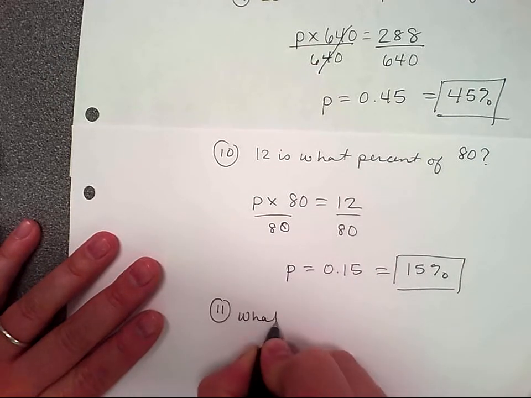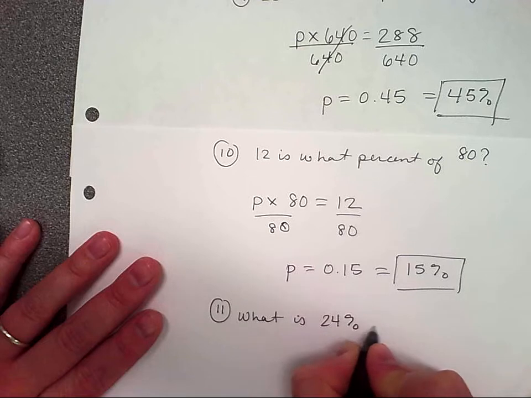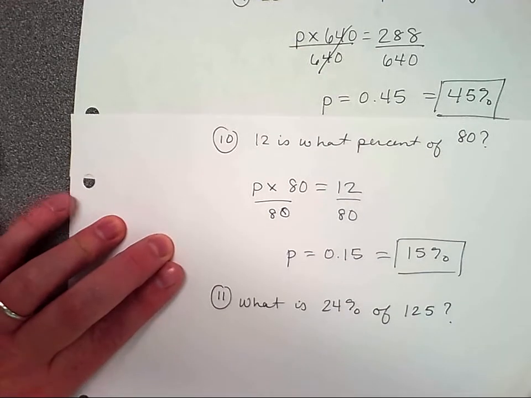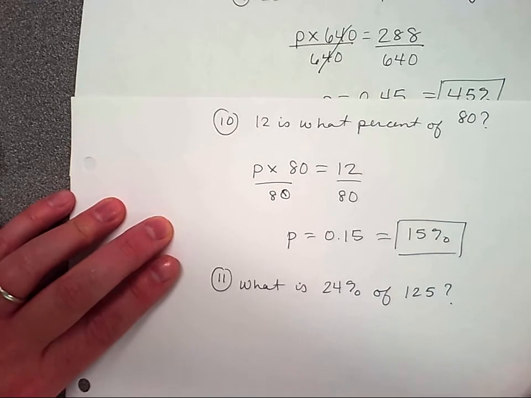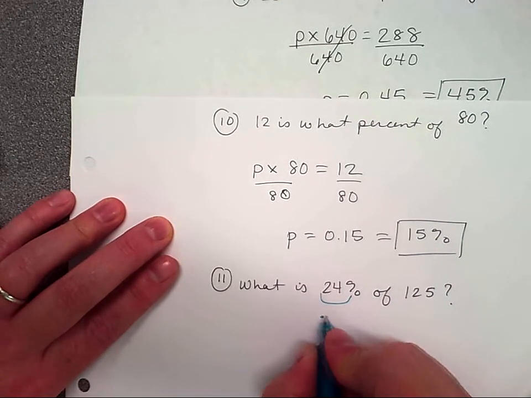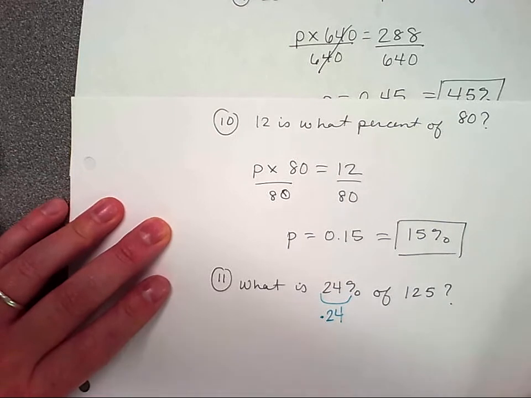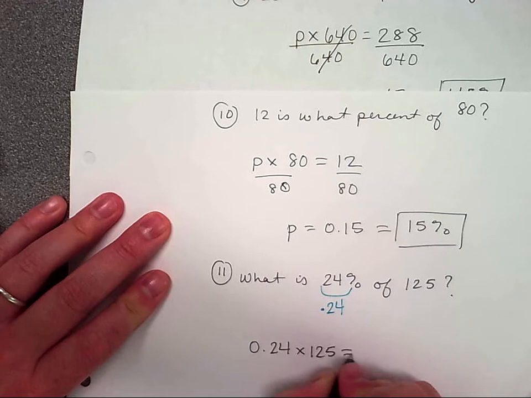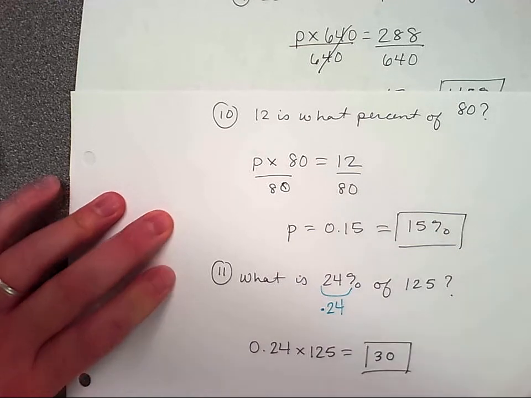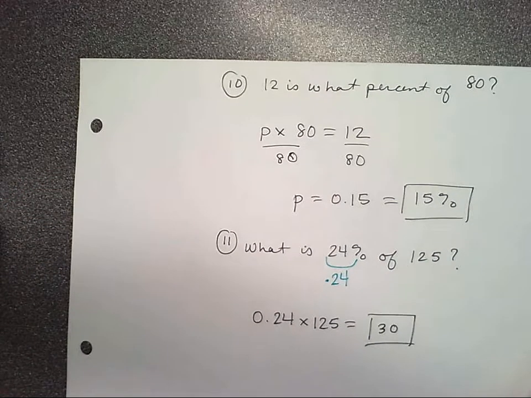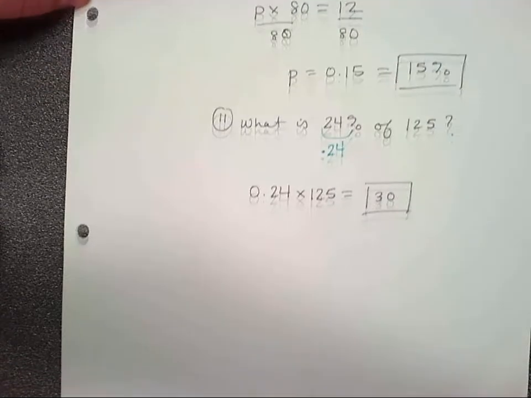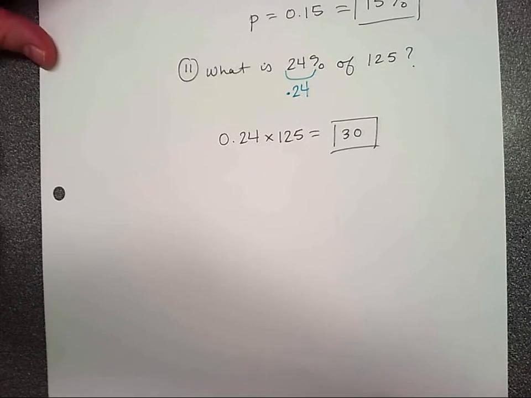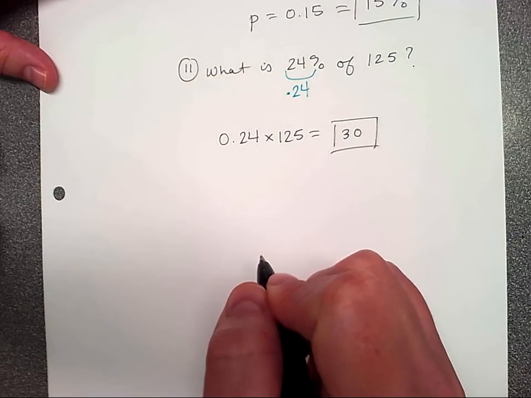11. What is 24% of 125? First step, write down 24% as a number I can put into my calculator. Okay, now I'm going to write my answer and you tell me if I'm right. Try it on your own. Did I get it right? Yes?